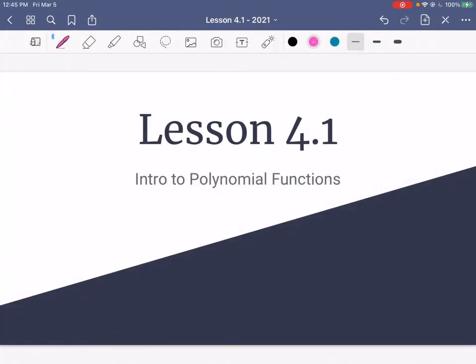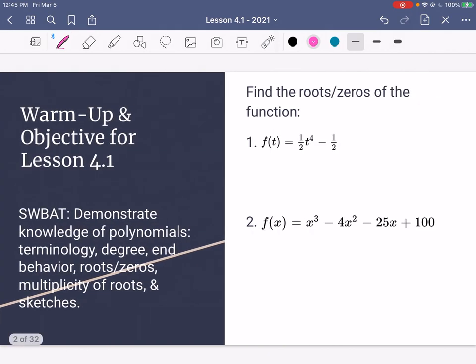Hi guys, so today we're starting chapter 4, which is our big unit on polynomials and polynomial functions. So today is just going to be an introduction to polynomial functions. We are going to talk a little bit about some terminology or vocabulary for polynomials, something called the degree, their end behavior, roots or zeros, which we've already referenced beforehand, and then multiplicity of those roots and how to sketch polynomials. So quite a few things today.